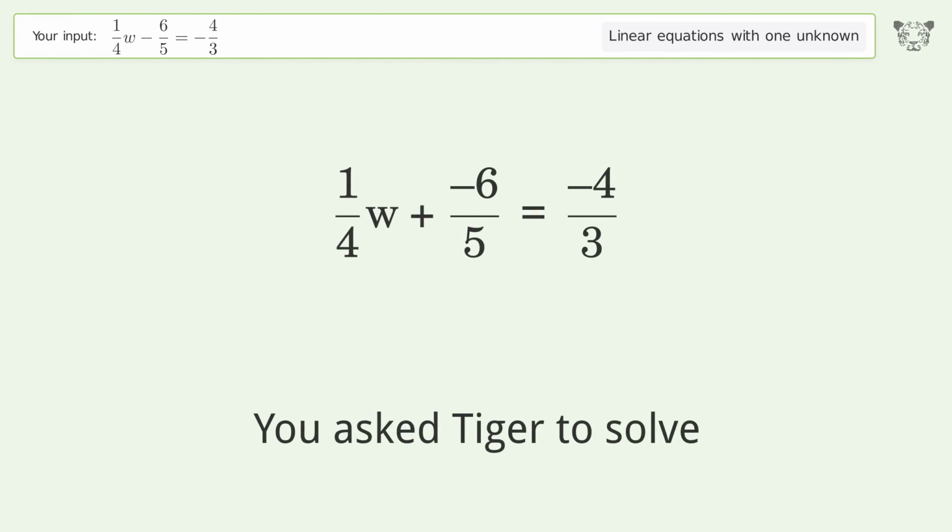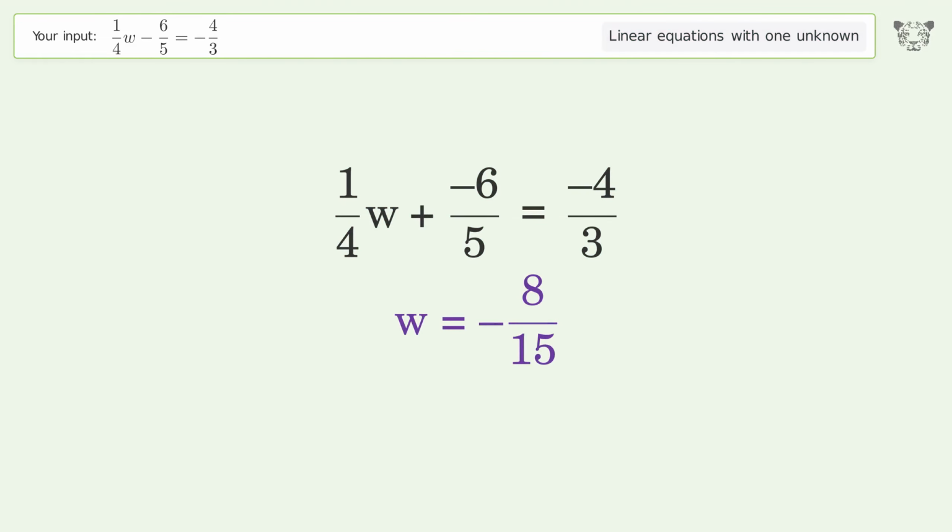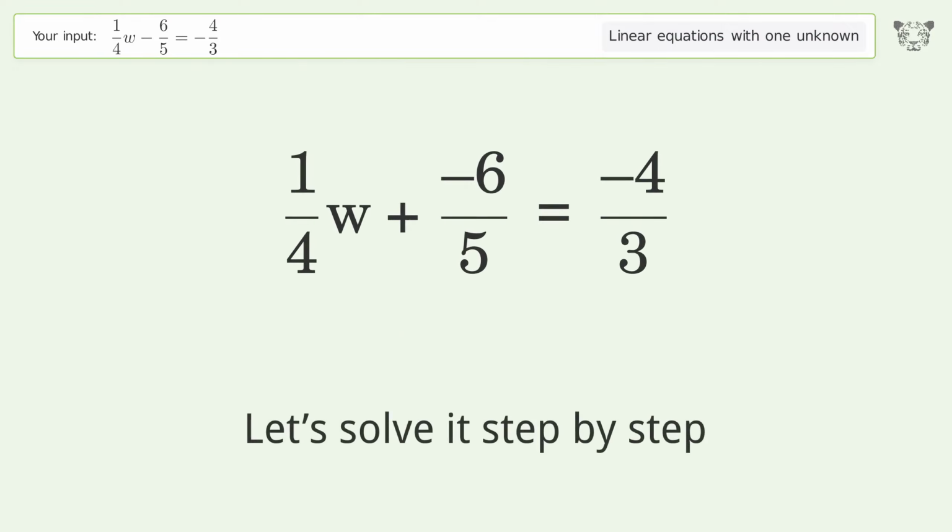You ask Tiger to solve. This deals with linear equations with one unknown. The final result is w equals -8/15. Let's solve it step by step.